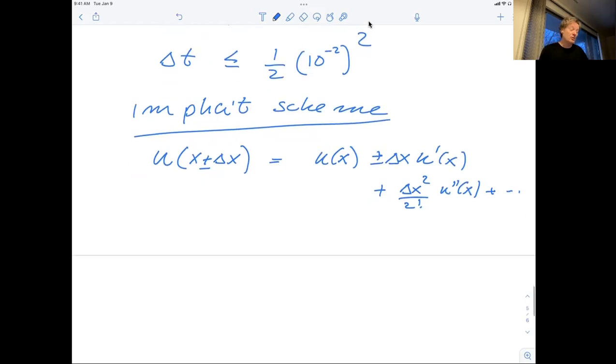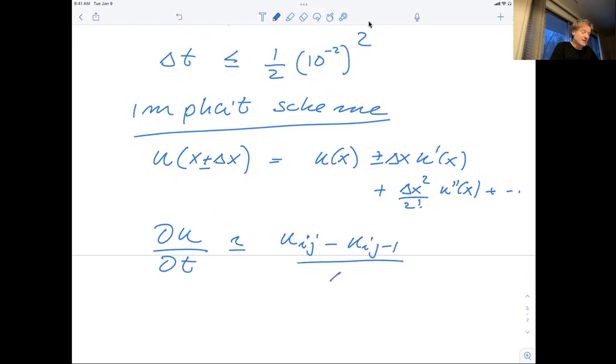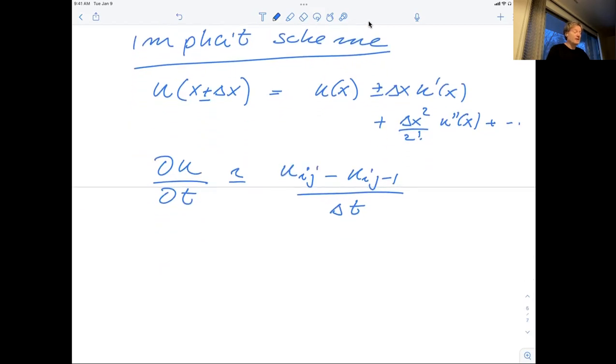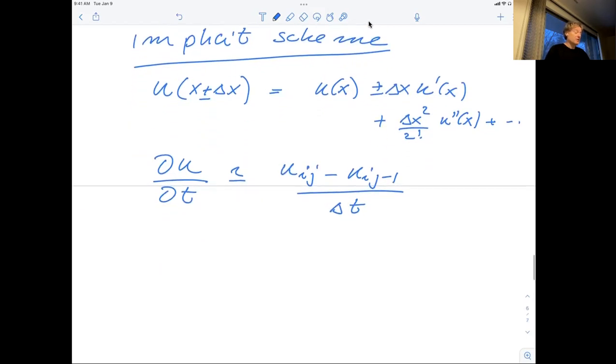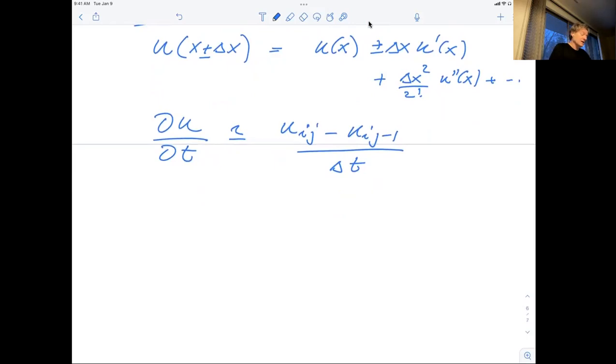So the backward going scheme assumes that we write du dt, and we approximate that with u of i of j minus u of i of j minus 1 divided by delta t. That means that when we are setting up the differential equation, we have an equation which is now going to depend on the previous time step. So we will have something which runs like u of i j, which is equal to u of i of j minus 1.